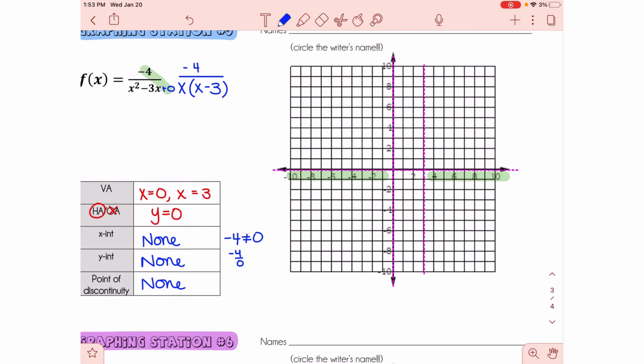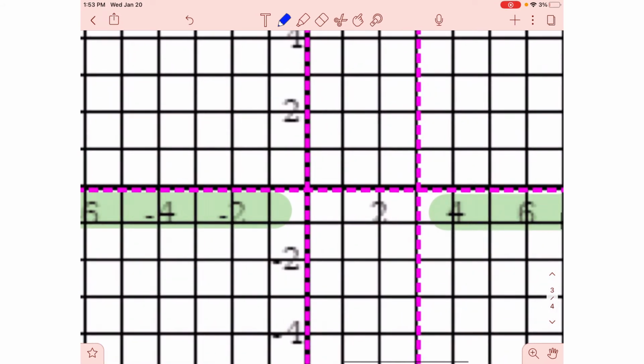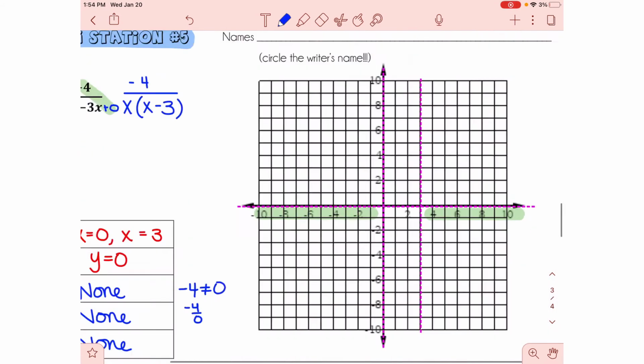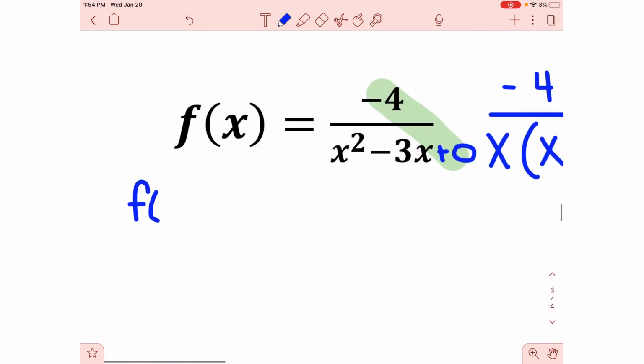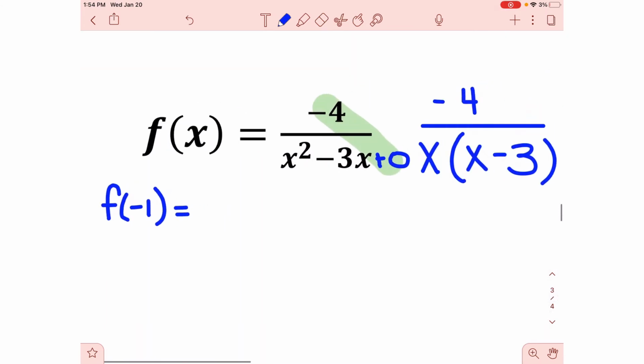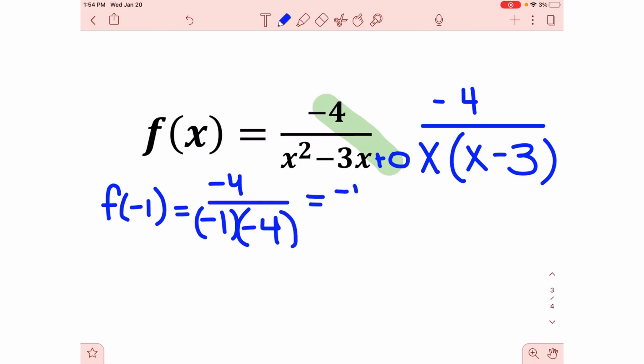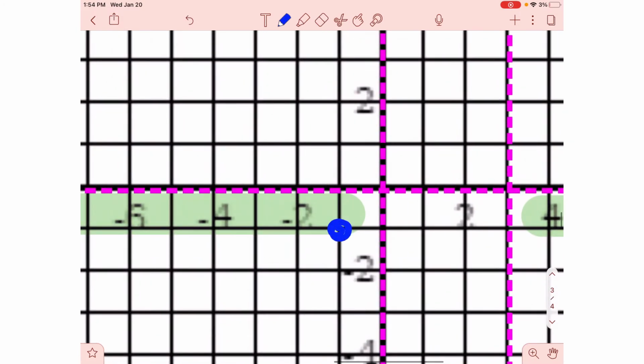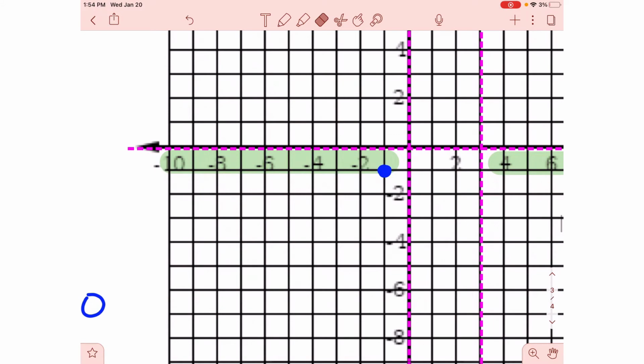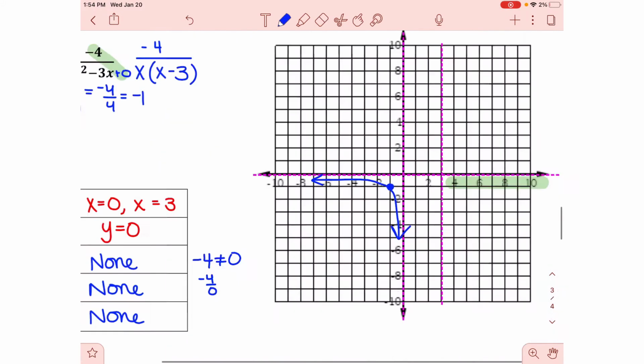So let's pick -2. Actually, I'm sorry, let's pick -1, closest to the vertical asymptote. So f of -1, and I'm going to plug into the factored version. So on top I have a -4. On the bottom I have a -1 times -1 minus 3, which is -4. So that's -4 over +4, which is -1. So f of -1 is -1. So I now know that this part of the graph looks like so.